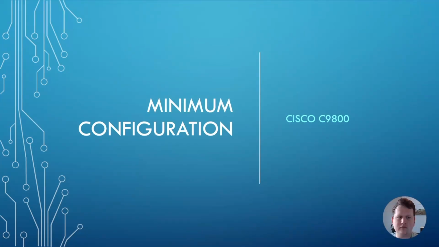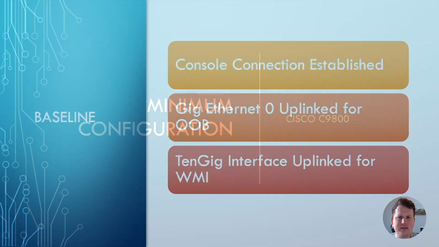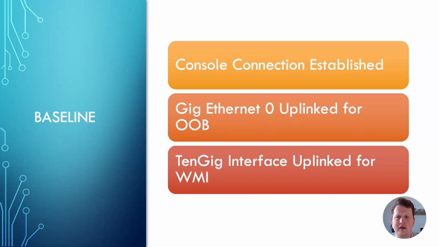Going into the minimum configuration, there are a few interfaces that you should have already uplinked. Those interfaces are the console cable, your gig 0 uplinked for out-of-band management, and then also your 10 gig interface is uplinked for a wireless management interface.